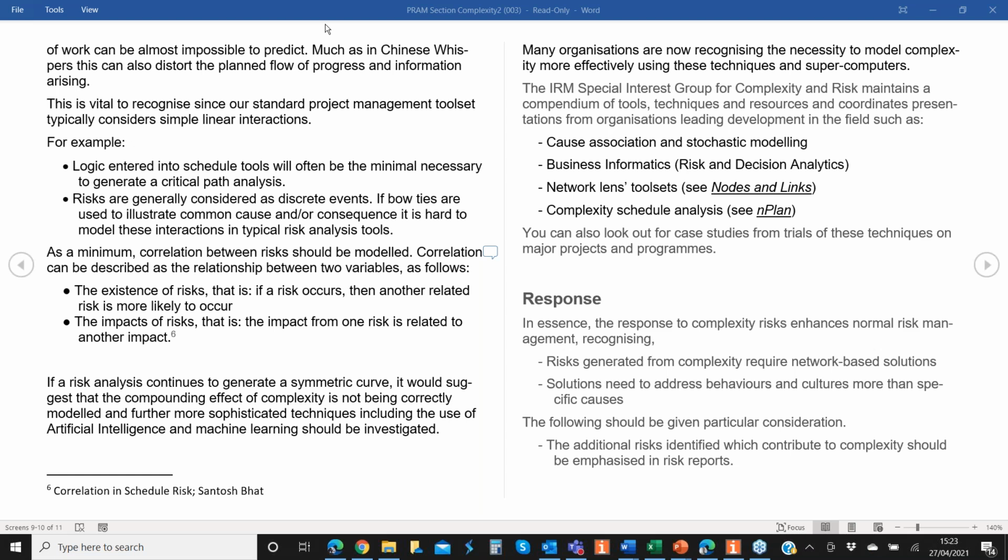Yep. And then people that are offering tools and techniques, like I mentioned Nodes and Links and NPlan here, who both gave presentations, we should be developing connections with other companies that have tools that can be used as well.